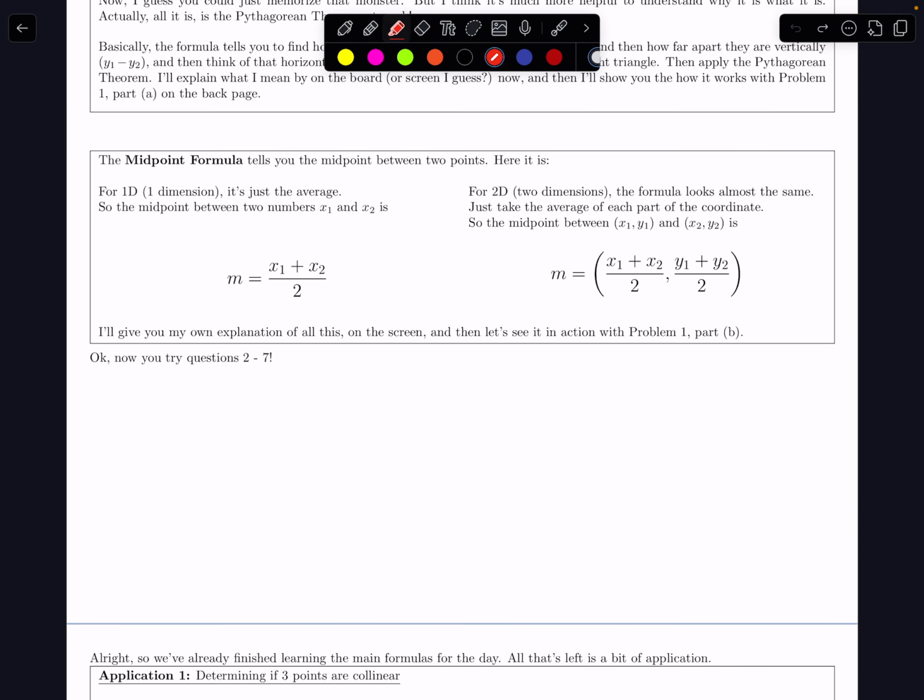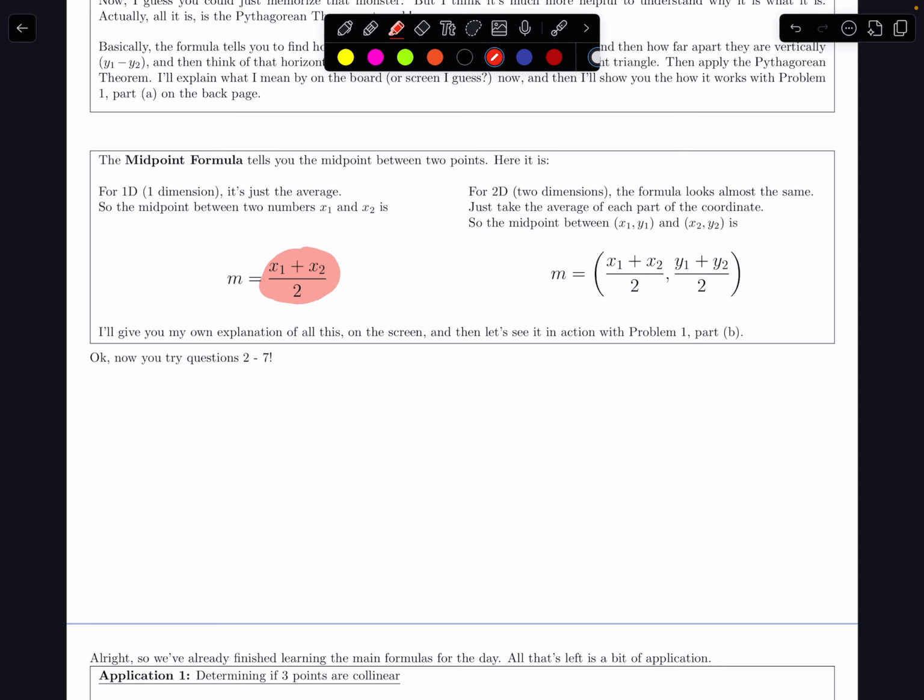Okay, so let's take a quick look at the formula first. I'm giving it to you for 1 dimension or 1D, as well as for 2 dimensions or 2D. So 1 dimension first. If you had numbers, these are just regular numbers, x1 and x2, the midpoint is just their average, right? That's how you find average. You add the two together, divide by 2. So the midpoint is the average of the two.